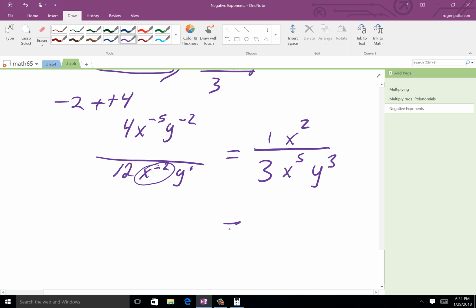Now we can simplify this. Okay, so how many x's are we going to have, and where will they be? 3 on the bottom, good. All right.